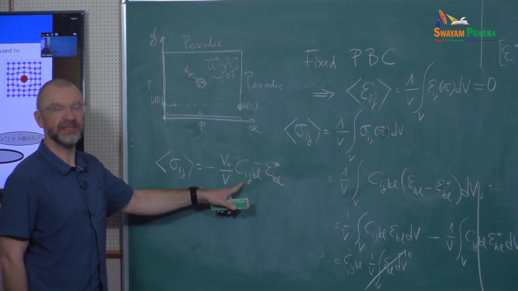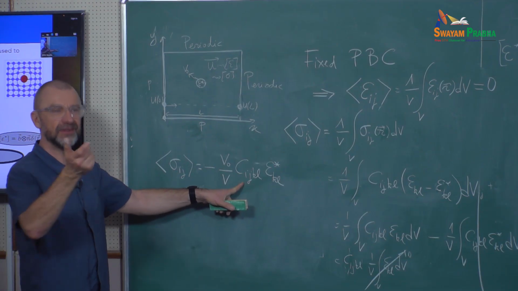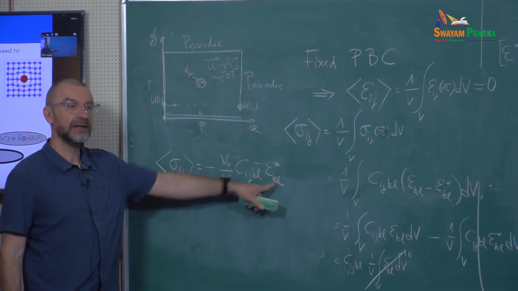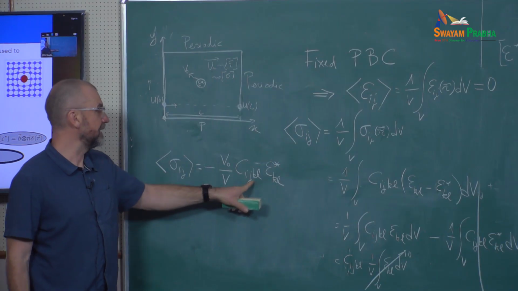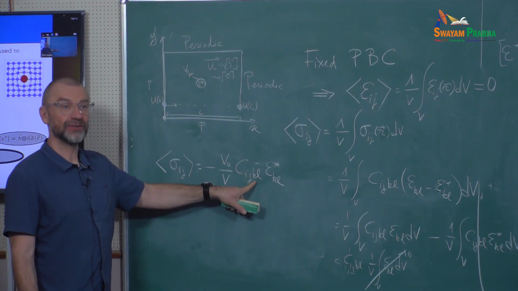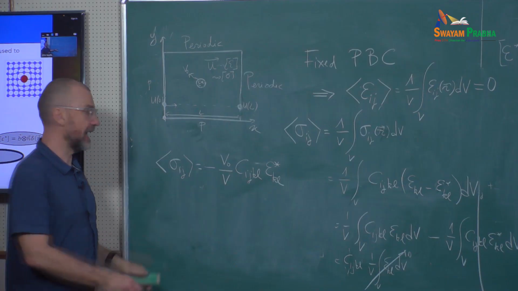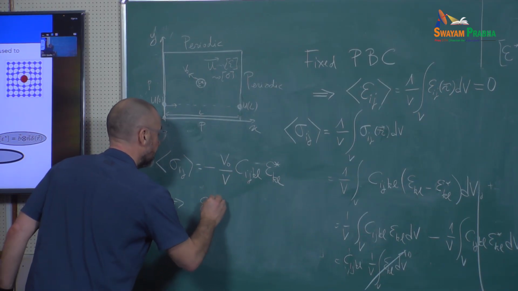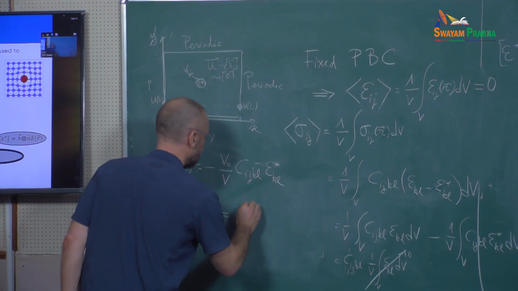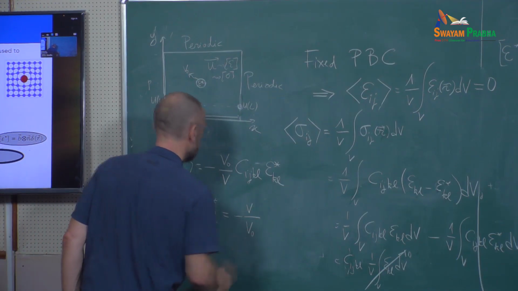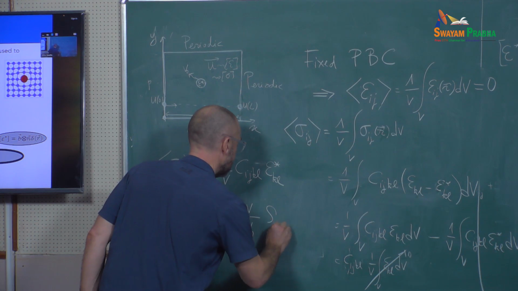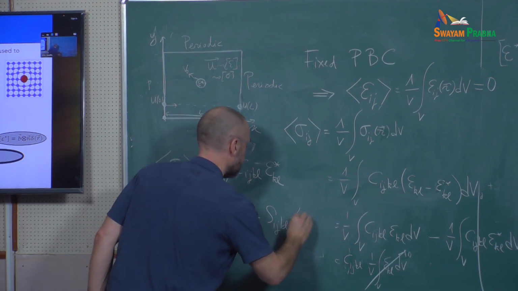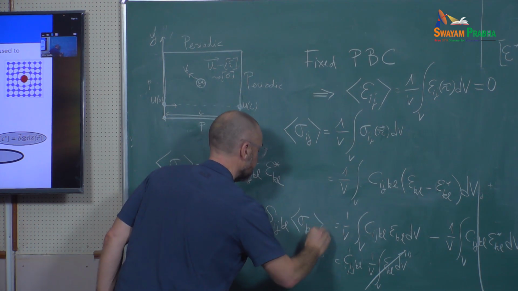So this is the stiffness matrix. I can invert it, the compliance matrix, because this is a matrix product, right? So if I invert that, I directly get epsilon_kl star, which is equal to minus V over V naught, S_ijkl sigma_kl.